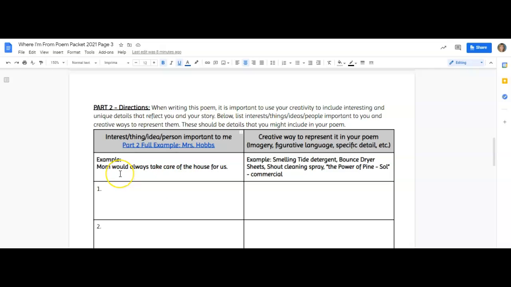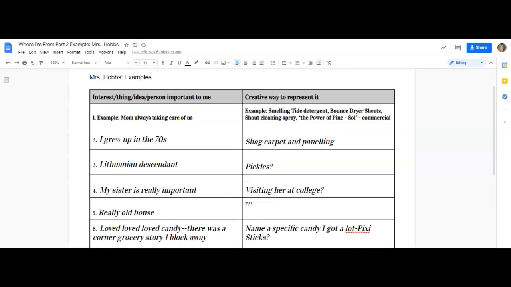So for example, if something that is really close to you, your mom would always take care of the house for you. You might be creative in having in your poem smelling Tide detergent, Bounce dryer sheets, Shout cleaning spray, the Power of Pine-Sol commercial, or anything like that. I have my full example here. So if you want to see more, I've got it right here. That's a little bit bigger.